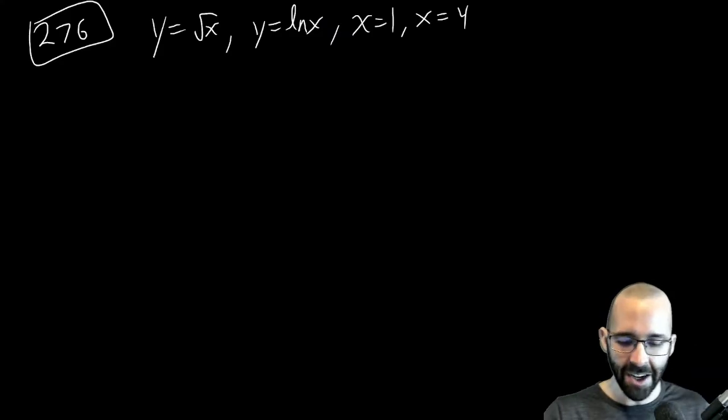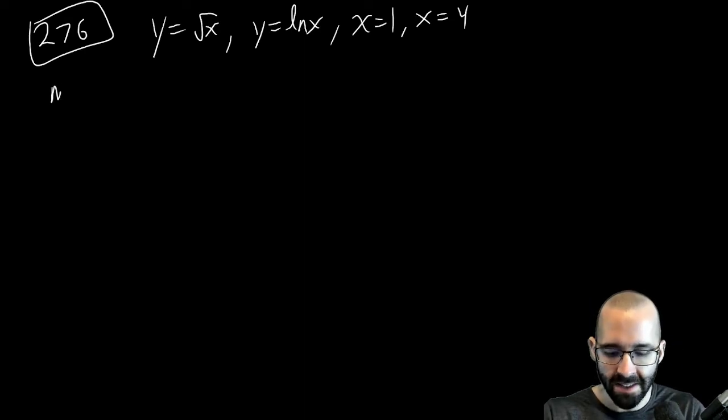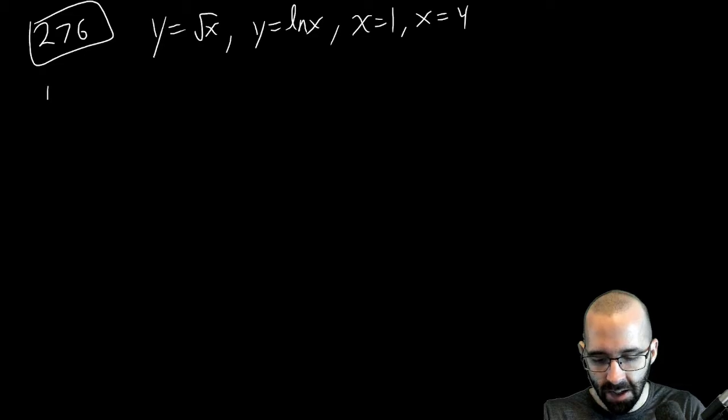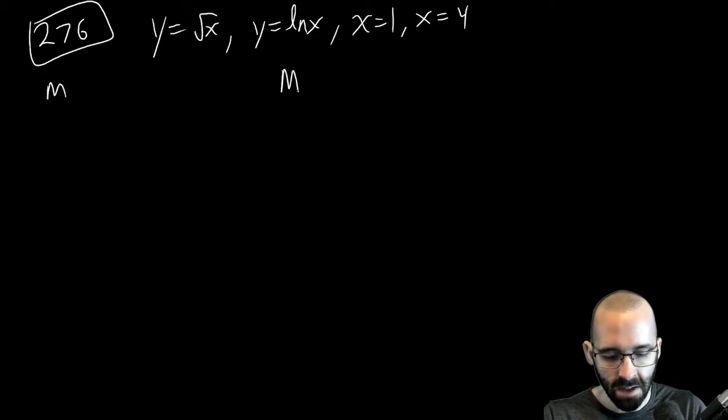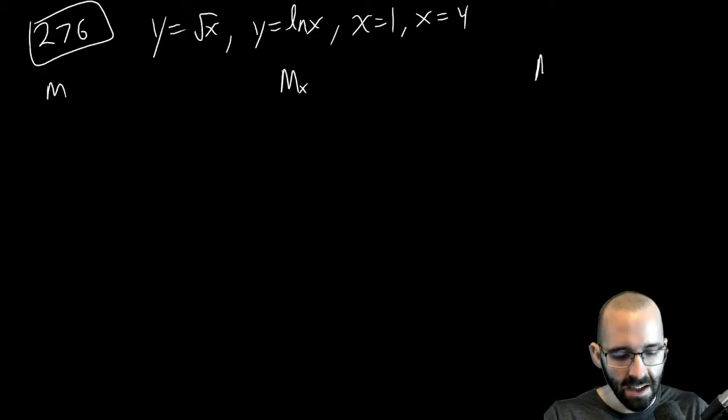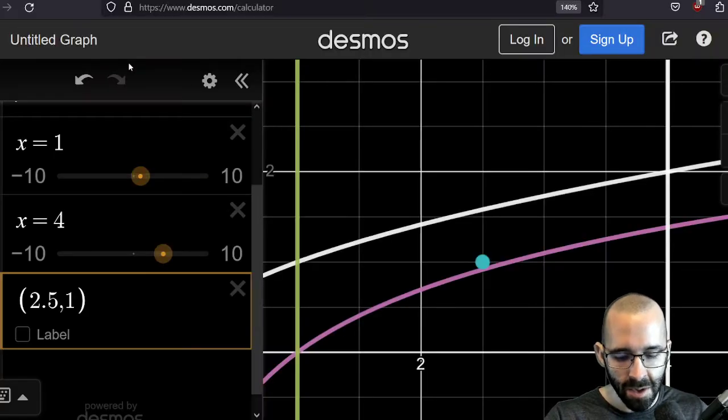So here we go. We're going to need the mass, which is the area. We're going to need the moment with respect to the x-axis and the moment with respect to the y-axis. So we use our formulas. The mass is just the density times the area. What's the area between these two curves? Top minus bottom. Which one's top again?